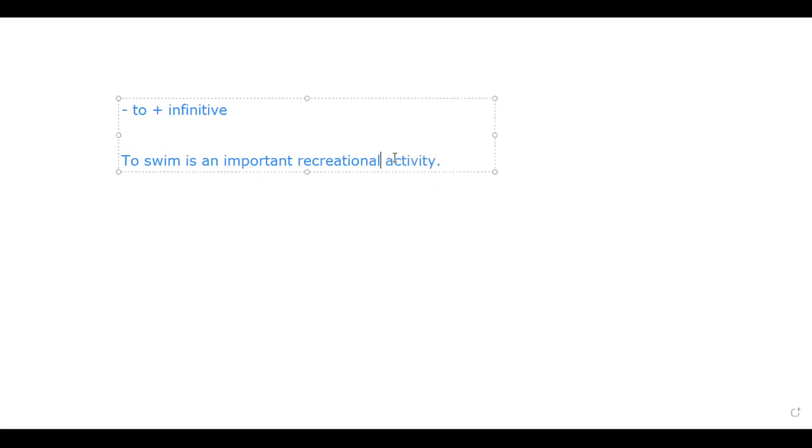Okay, una de las formas para utilizar el to, el to plus an infinitive, es como sujeto. Por ejemplo, to swim is an important activity. Not to swim, no, to run maybe, but to swim, no. Maybe it's an important recreational activity, okay. Nadar es una actividad recreacional importante, supposedly, right? Esa es una forma, pero también lo podemos utilizar como object of the sentence.